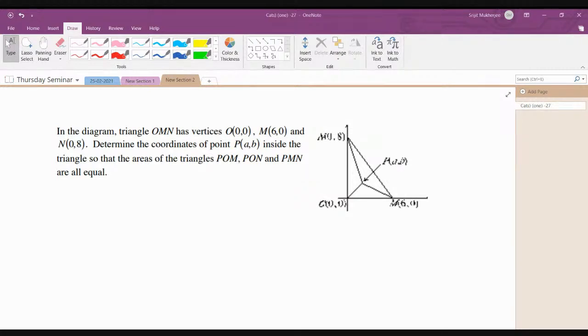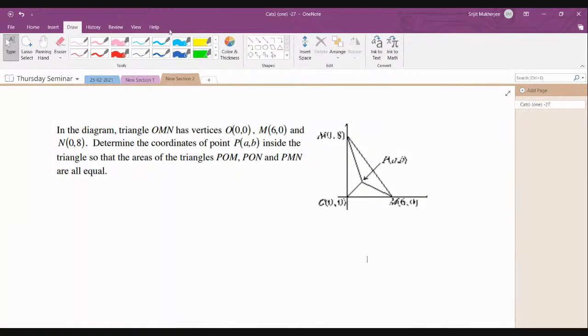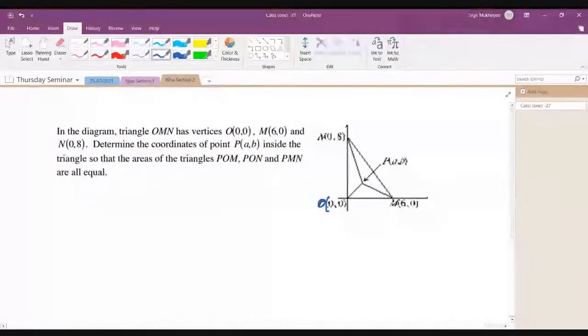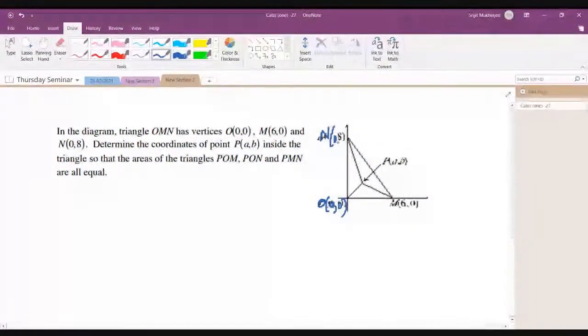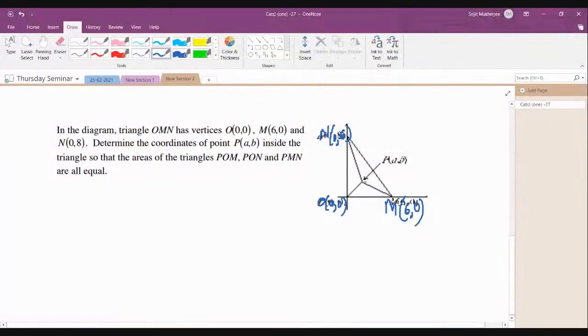The triangle OMN is a triangle in the 2D plane, where O is the origin. So let me write it over here again. O is the origin, which is 0, 0. N is 0, 6, and M is 6, 0. So we have to find this point P, A B.